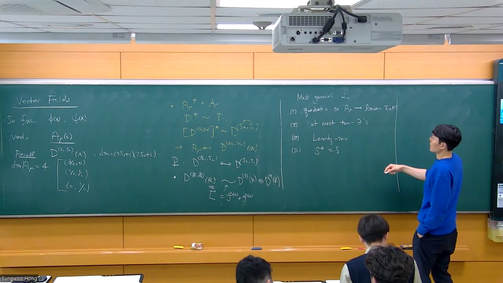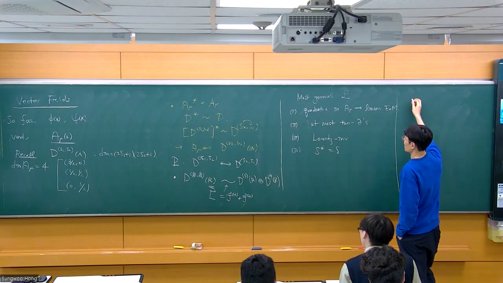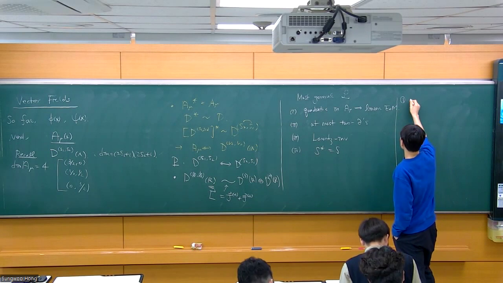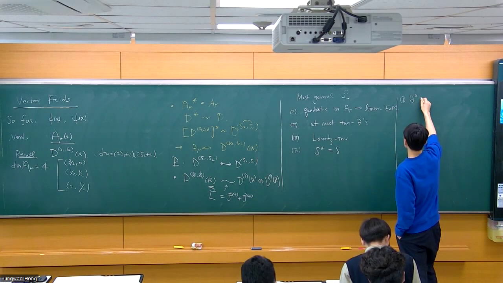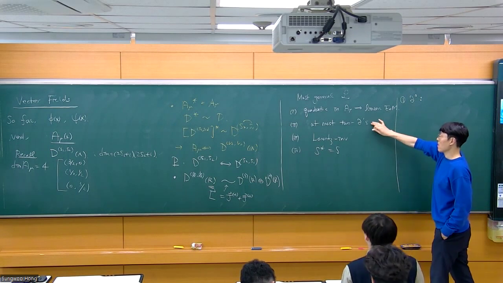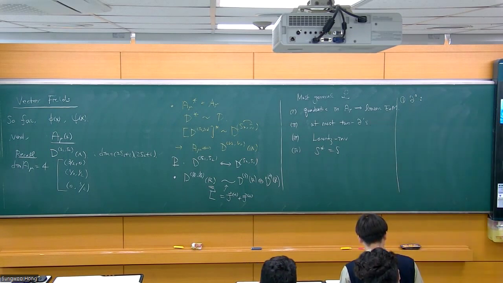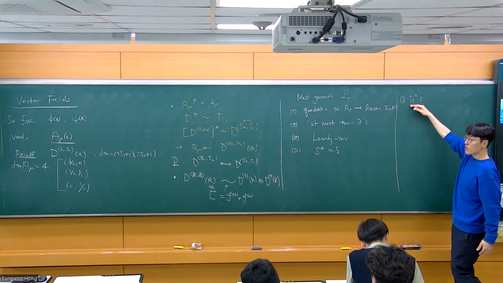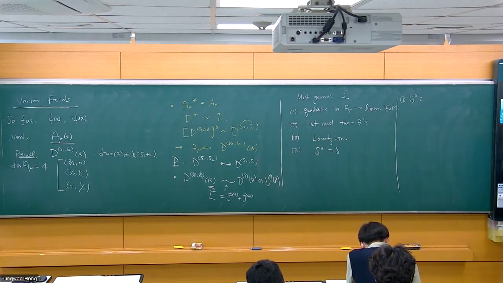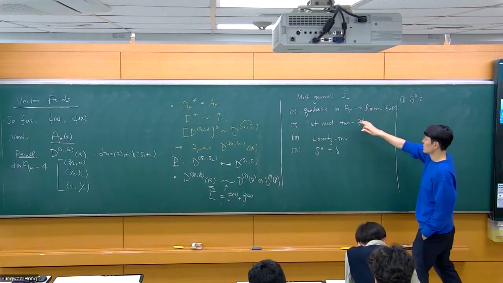So let's start listing what we can do about it. So first, at zero order in the derivative expansion, because I'm going to keep everything up to two derivatives. Let's organize things according to the number of derivatives I have in the term. So zero derivative. So I have this guy.